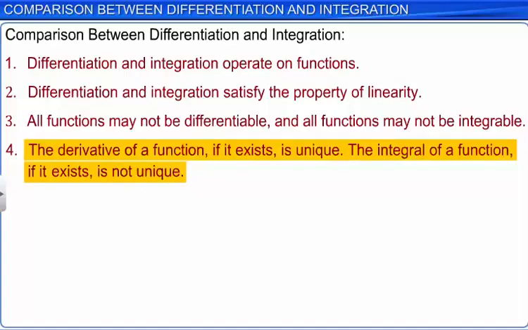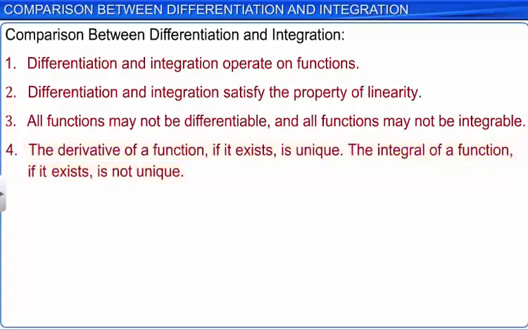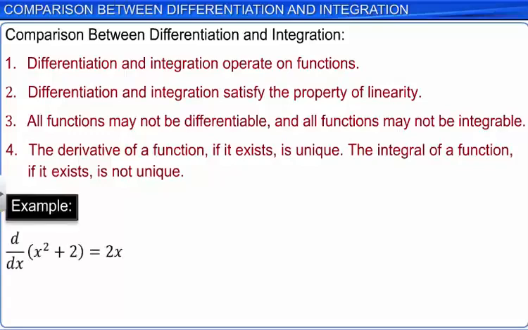Let's see an example. The derivative of x squared plus 2 is equal to 2x, whereas the integral of 2x dx is equal to x squared plus c, where c is the constant of integration. Different values of c will correspond to different members of the family. Hence, a function does not have a unique integral.